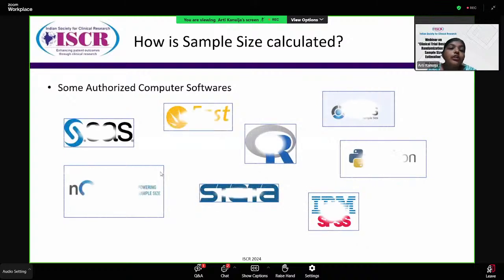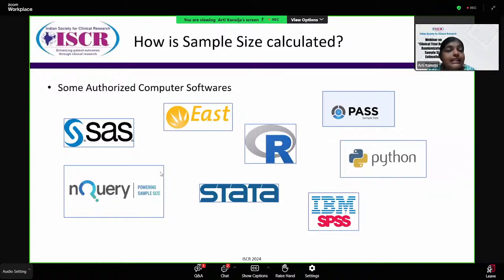There are some other authorized computer softwares also. These are not limited. There are many more, but these are applicable and useful, and are also authenticated by the regulatory guidelines. So you can see SAS, East, R programming, PASS, Python, SPSS, Data, Enquiry. Some of them are free, like R and Python, free of cost, while others will require a license key and you need to buy them.